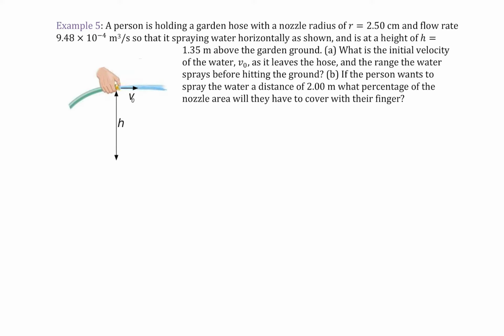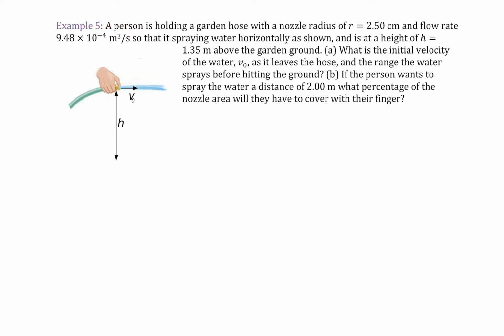These are problems that involve continuity and Bernoulli, but then something extra. In this case, it's projectile motion. A person is holding a garden hose with a nozzle radius of 2.5 centimeters. That'd be the radius right here, well, half the diameter. And a flow rate of 9.48 times 10 to the negative 4 cubic meters per second. So it's not a mass flow rate, that's a volume flow rate. It is spraying water horizontally as shown.